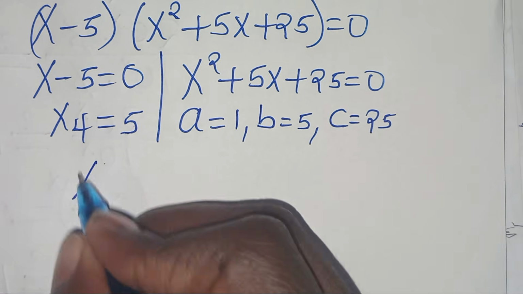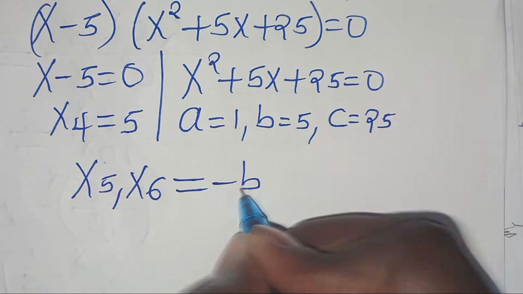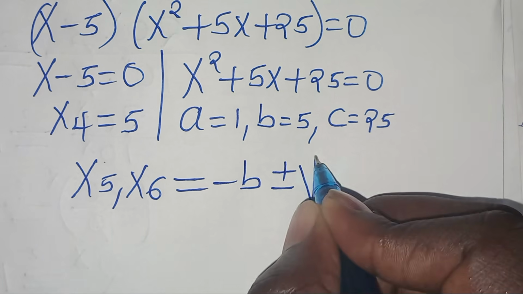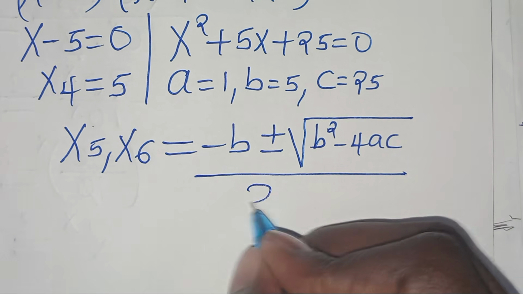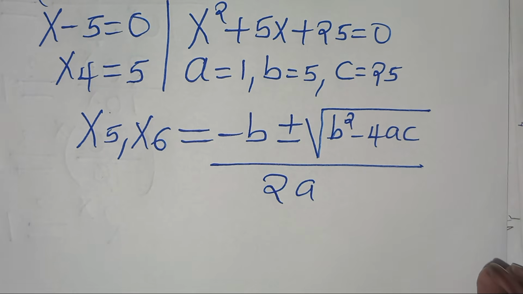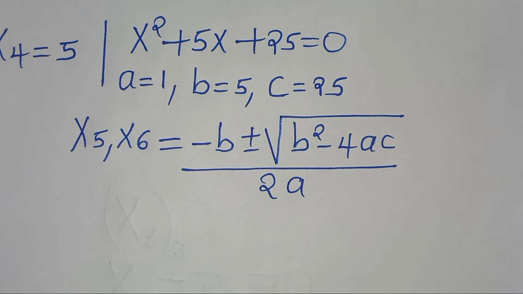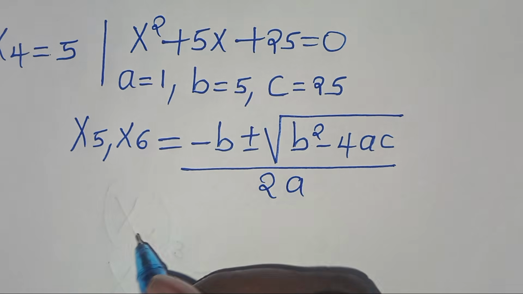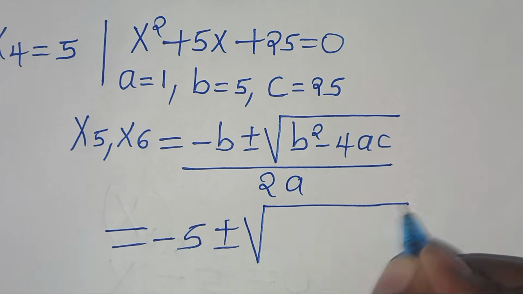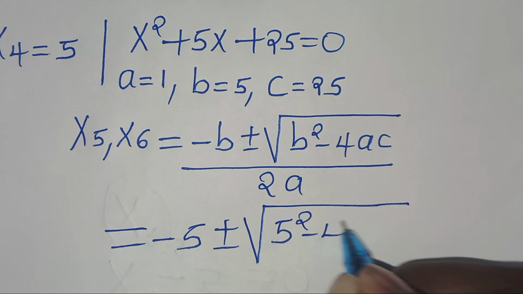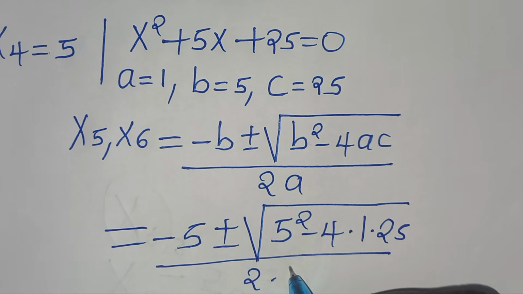Now this implies that for x5, x6, let's apply the quadratic formula here, which is minus b plus or minus the square root of b squared minus 4ac, everything here divided by 2 times a. Now let's substitute the values of a, b, and c into this formula. Here we have negative 5 plus or minus the square root of 5 to the power of 2 minus 4 times a, which is 1, times c, which is 25, everything here divided by 2 times 1.